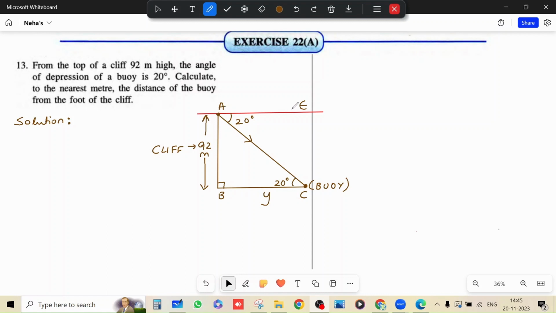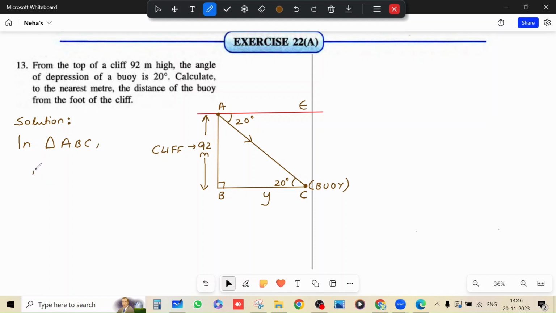As we know that AE is a horizontal line like BC, so both these lines are parallel, and hence angle EAC, which is equal to the angle of depression, will be equal to angle ACB, which is equal to the angle of elevation. So we have got the angle of elevation here. Now we have to calculate the distance of the buoy from the foot of the cliff. The foot of the cliff is point B, and we have to find the distance BC here, which is equal to y.